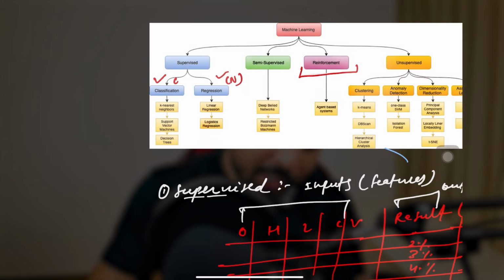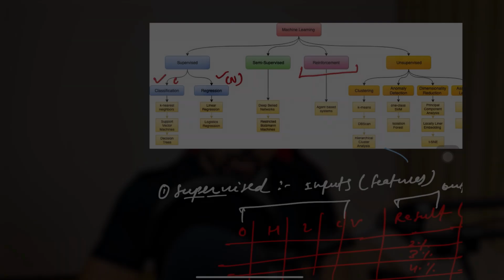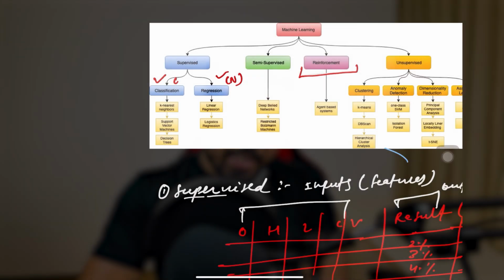So the next type is the semi-supervised machine learning model. So in this, we understood that it lies between the supervised machine learning and unsupervised machine learning, which means it uses a small portion of the labeled data, which is output, right? So in this machine learning model, we have deep belief networks, we have restricted Boltzmann machines, and we'll understand it in the future in upcoming videos.